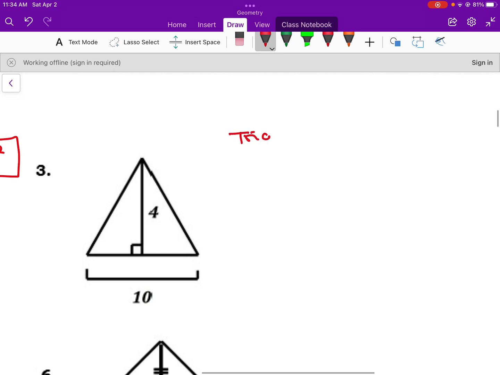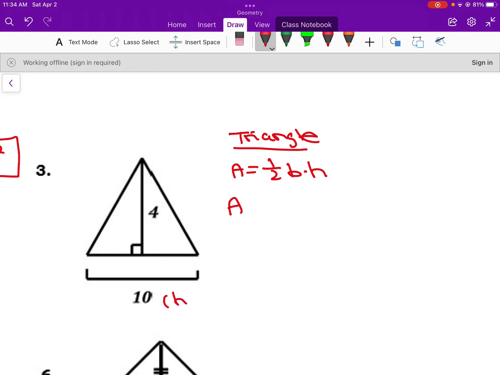Area of a triangle, again, if I fetch my formula up from the top here, 1/2 of base times height. Looking at my values here, this would be my base, and this would be the height of my triangle. So I'm inputting my values, 1/2 times 10 times 4. That's going to give me 20. I don't have any units labeled here, so I can just abbreviate that as units squared.